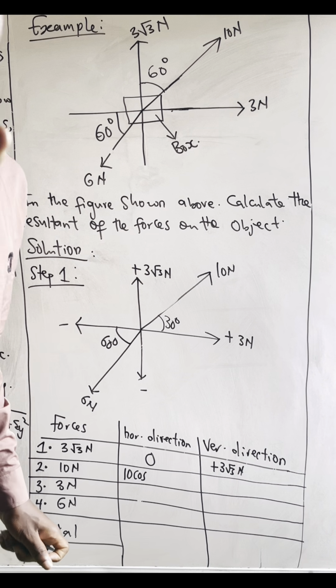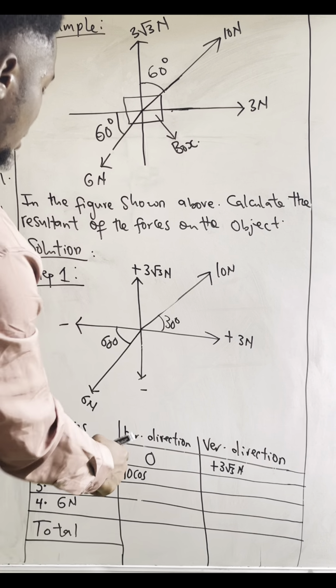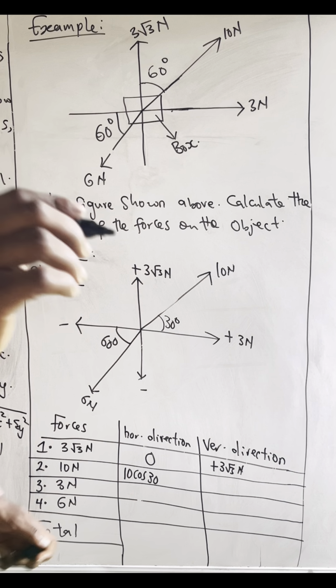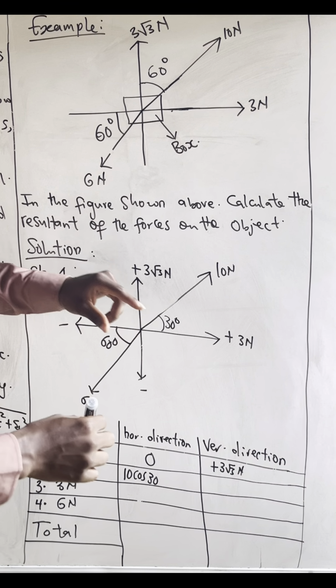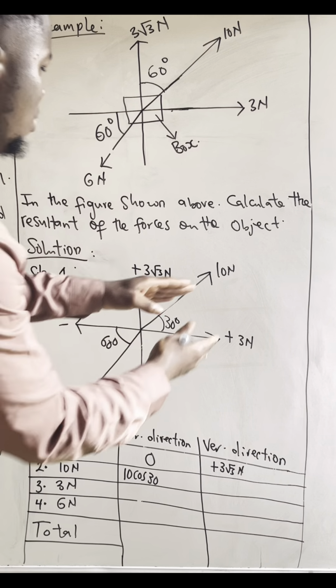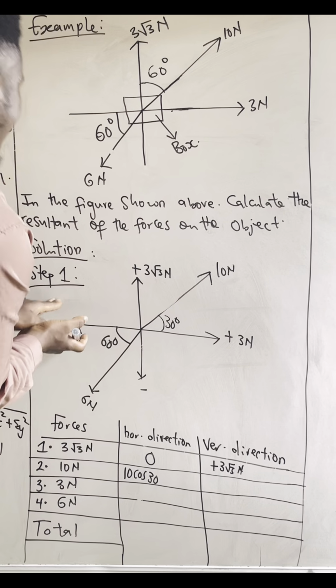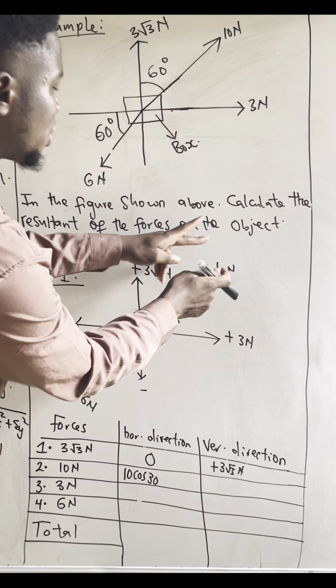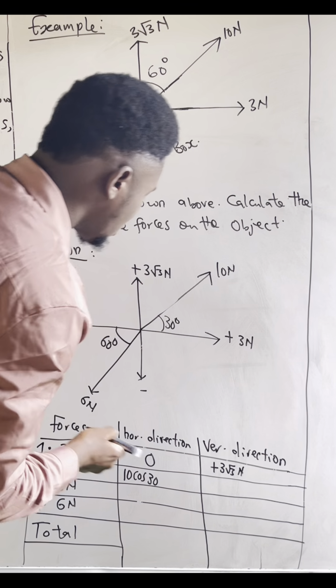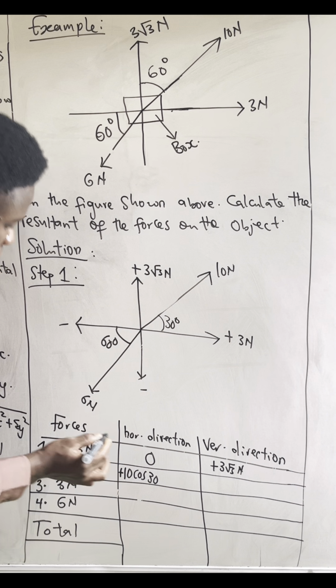I will look for the angle. The angle is 30 degree. This will be 10 cos 30 degree. Now, before I move on, I will check: if I'm resolving this 10 Newton to the horizontal, am I resolving it to the plus horizontal or the minus horizontal? I'm going to be resolving it to the plus horizontal. So I'm going to place plus here. Do you get that?